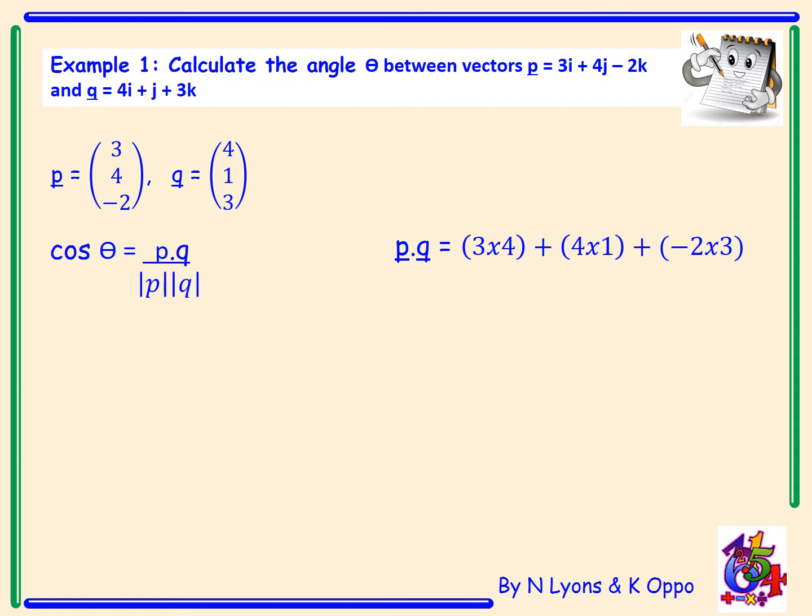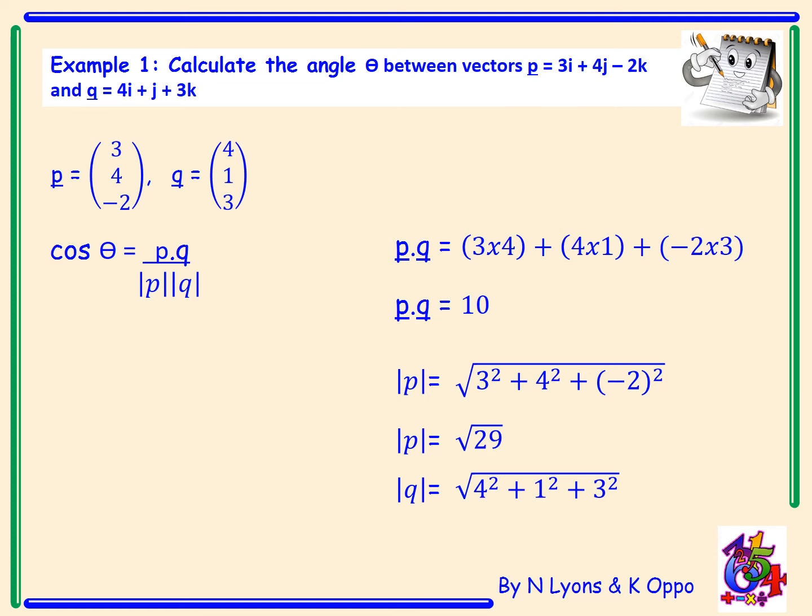First of all, the scalar product, 3 times 4 plus 4 times 1 plus negative 2 times 3 will give us an answer of 10. We then need to get our magnitudes. The magnitude of P is calculated by squaring 3, 4 and minus 2, adding them together and taking the square root, which would be root 29. And the magnitude of Q is calculated by squaring 4, 1 and 3, adding them together. This gives us an answer of root 26.